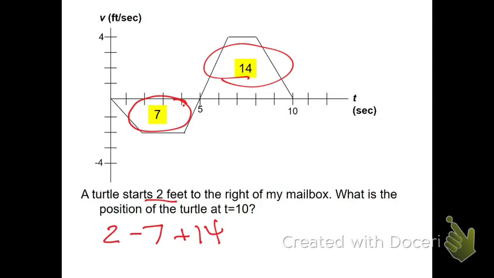Okay, so hopefully you can see that. That is basically 2 plus 7. So it ended up 9 feet, if this is feet, 9 feet to the right of my mailbox. 9 feet right of the mailbox.